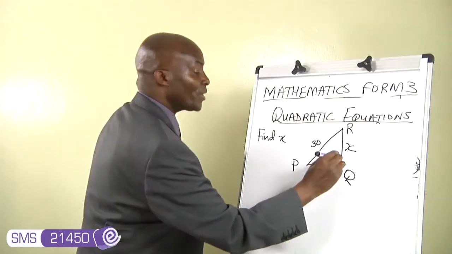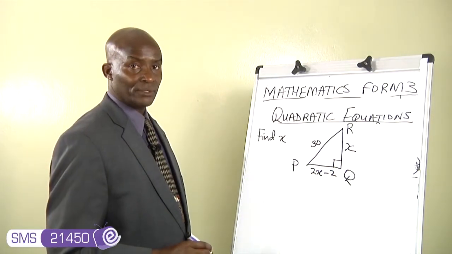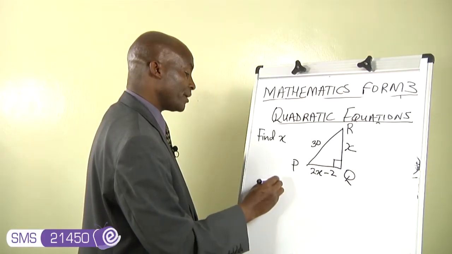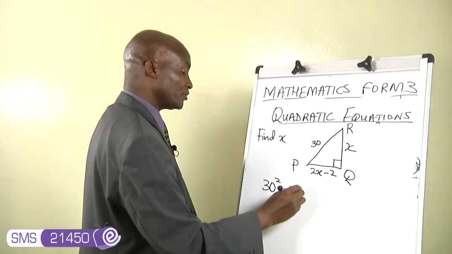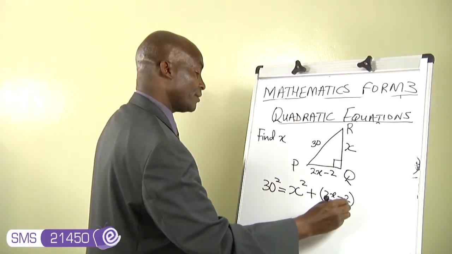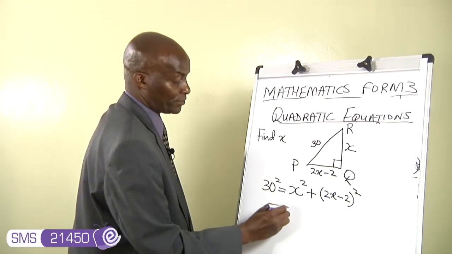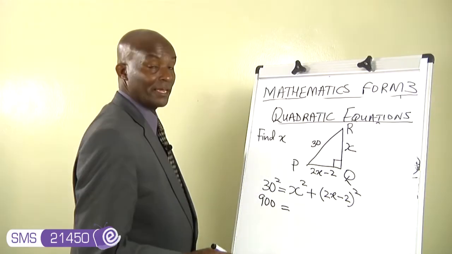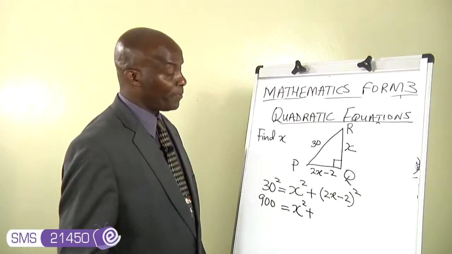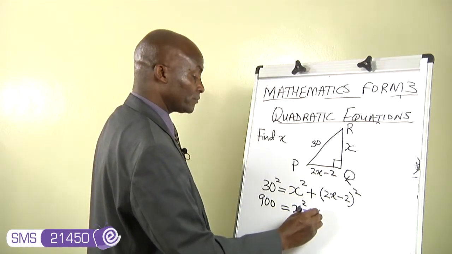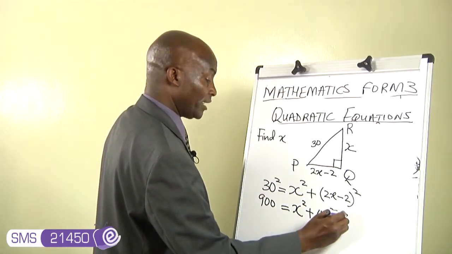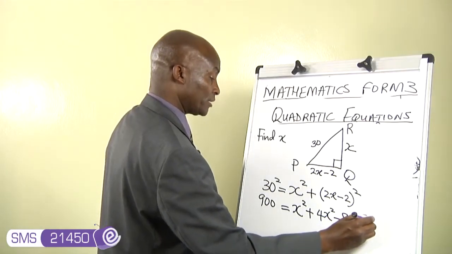Since we are told that this is a right-angled triangle, what we need to do is to use Pythagoras theorem. So hypotenuse squared is equal to opposite squared plus adjacent squared. This gives us 900 is equal to x squared plus, when you open the bracket by squaring, we'll get 4x squared minus 8x plus 4.